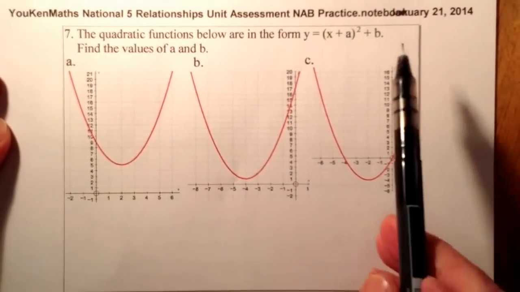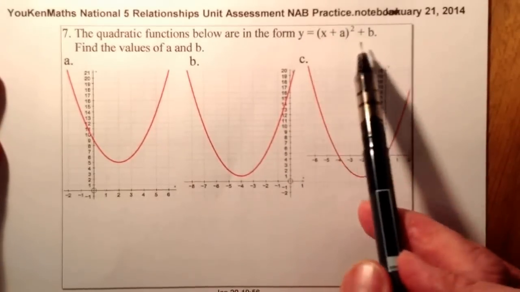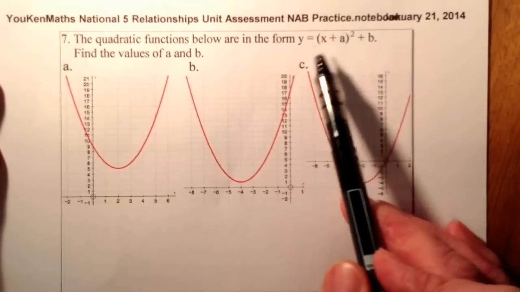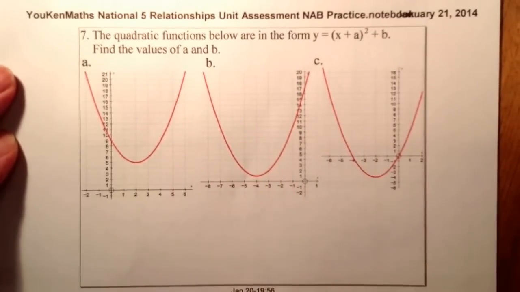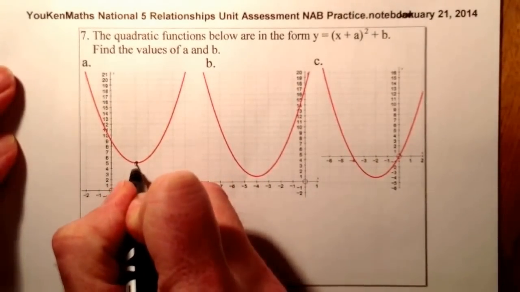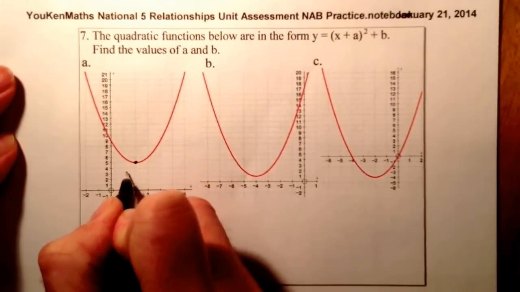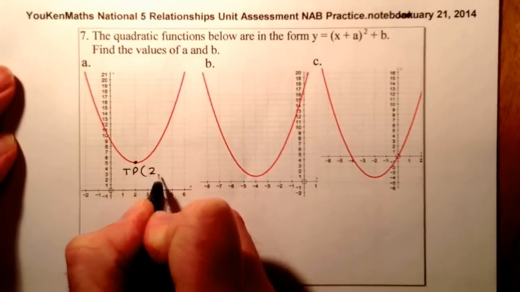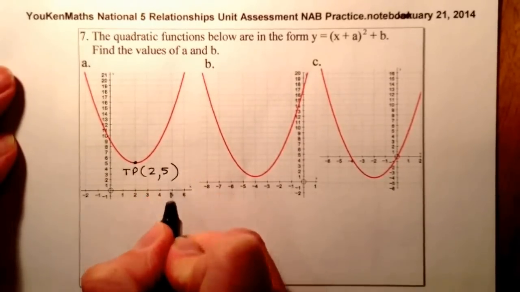Right, so I know that this is in the completing the square type format, and what I'm going to do is I'm going to use the turning point to find out my values of a and b. So let's just identify the turning point that's here. It's going to be right there, so x value is going to be 2 for the turning point, 2, and 5 for the y coordinate of that turning point there.